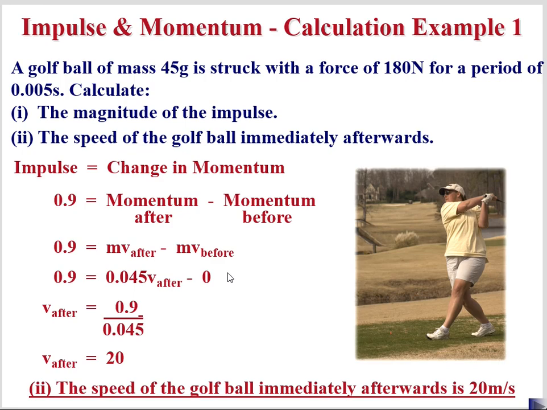Now mv before, that's the momentum of the golf ball before it's been hit. So it's just waiting on its tee to be hit by the golf club. It's not moving anywhere, so therefore its momentum is 0. So this just becomes 0.9 equals 0.045 v after. Rearrange for the unknown, v after equals 0.9 divided by 0.045 equals 20. So the speed of the golf ball immediately afterwards is 20 meters per second. So you can see how useful this is. We can apply impulse just the same way as we were doing before with a change in momentum.